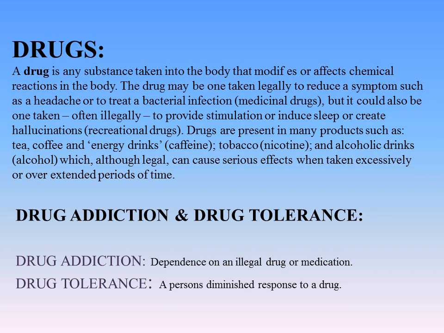Moving on, regarding the brain, we must talk about certain factors which affect the functioning of the brain, and one of the major groups of substances which, when administered, affect the functioning or the processing of the brain are drugs. A drug can be defined as any substance taken into the body that modifies or affects chemical reactions in the body. The drug may be one taken legally to reduce a symptom such as a headache or to treat a bacterial infection.